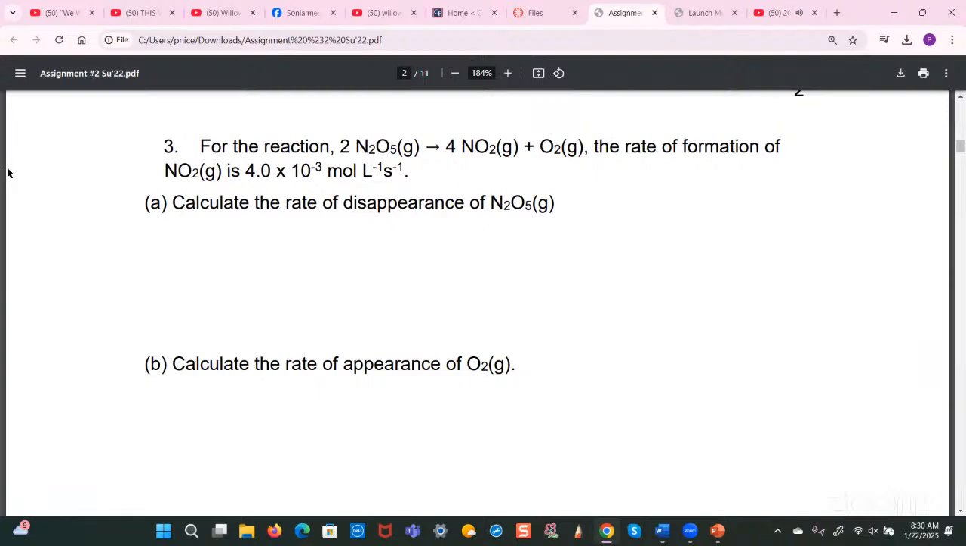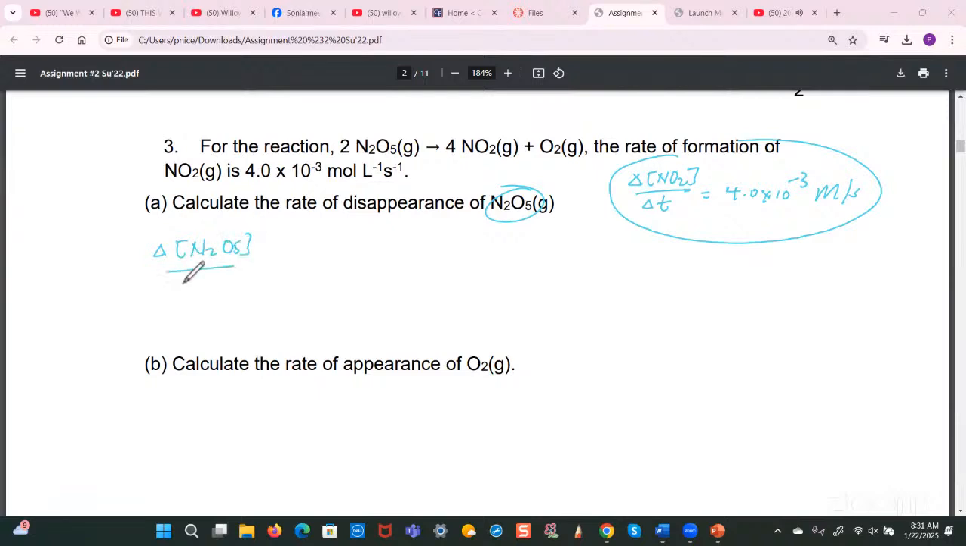So let me turn on. Okay, so the first thing I'm going to write down is what is given. The question says that the rate of formation of NO2, which would be the change in concentration of NO2 over time, will be equal to 4.0 times 10 to the minus 3 M per second, right? So this is what you're given in the question. Now the question is asking for the rate of disappearance, so basically of N2O5, by the way. So the rate of disappearance of N2O5 is what the question is asking for. All right?